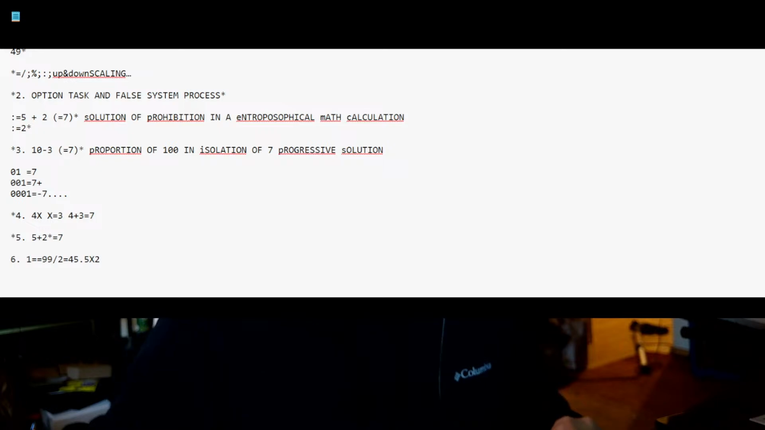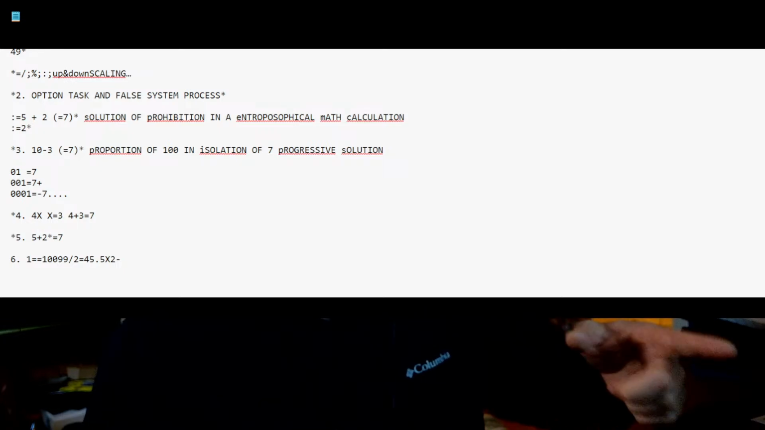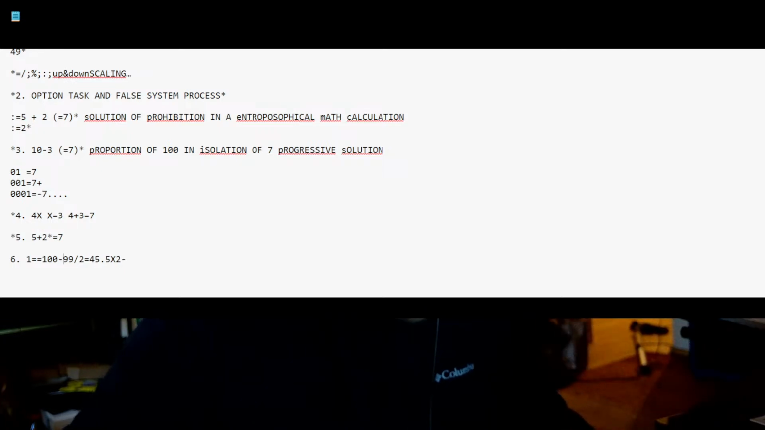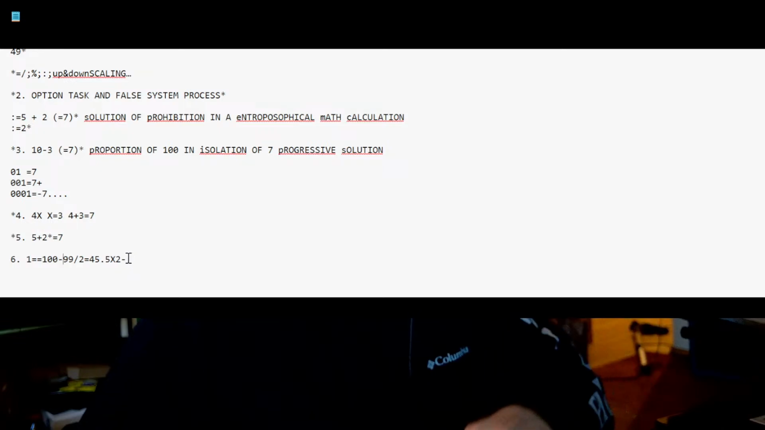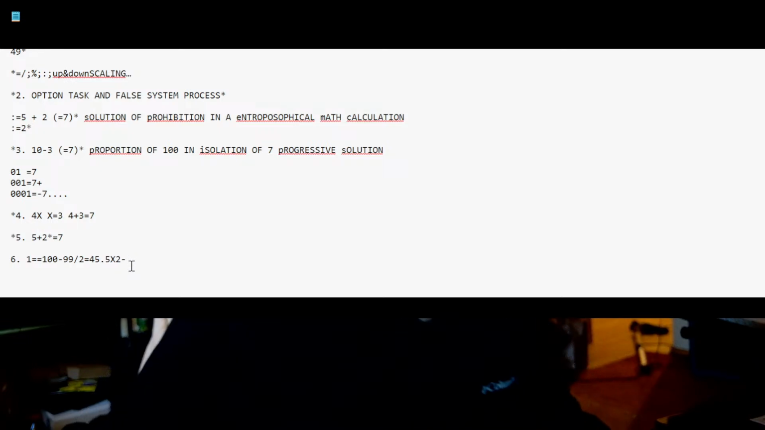minus, no, no, 100. So this 100. So 1 is equal to 100 minus 10, and so on, you know.